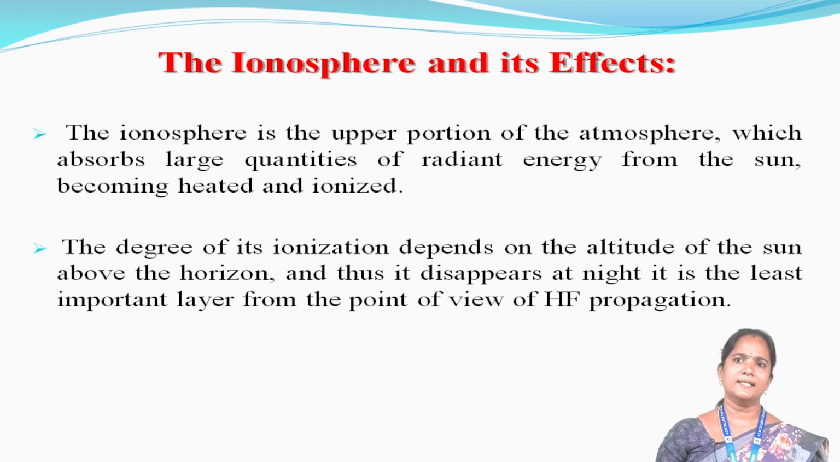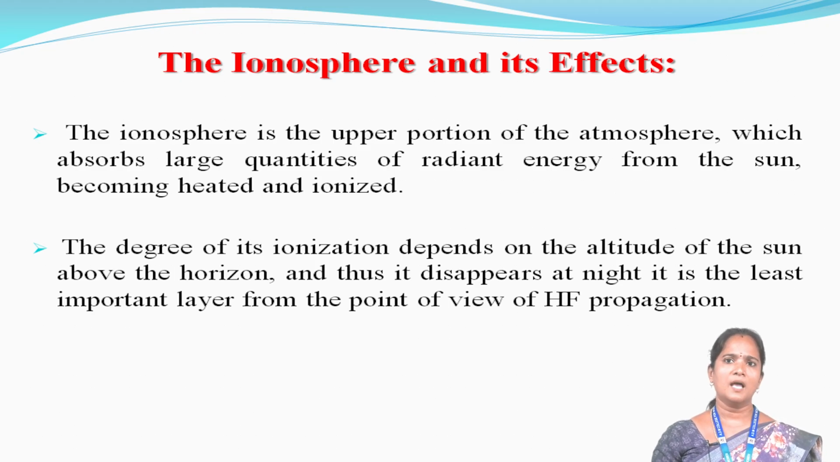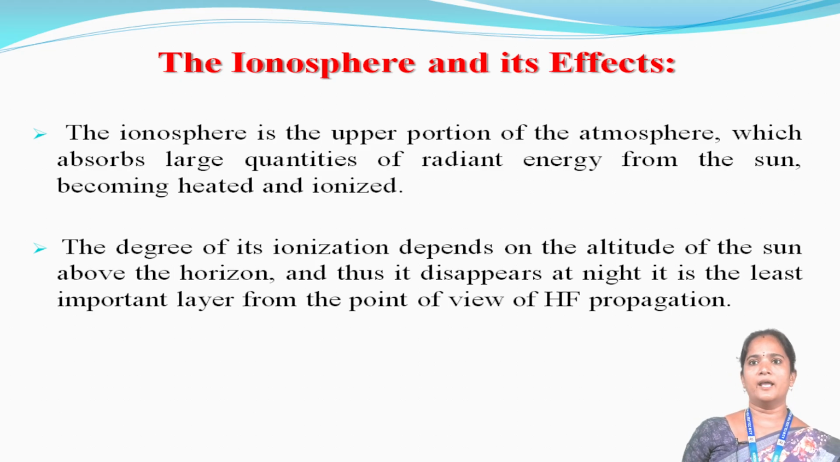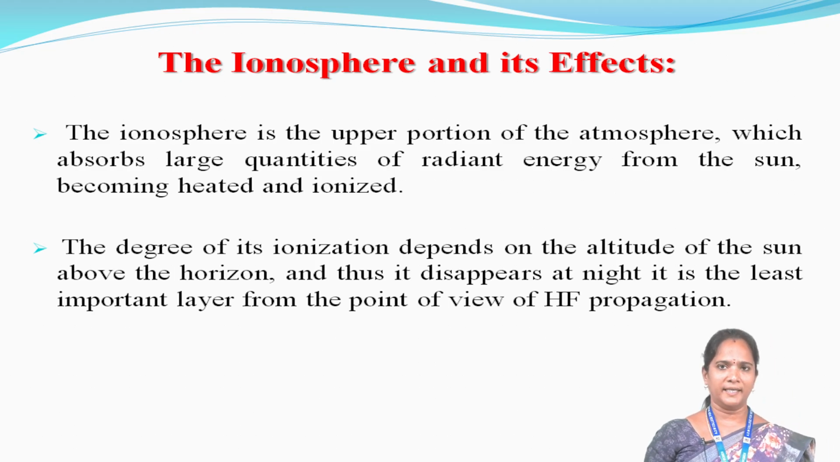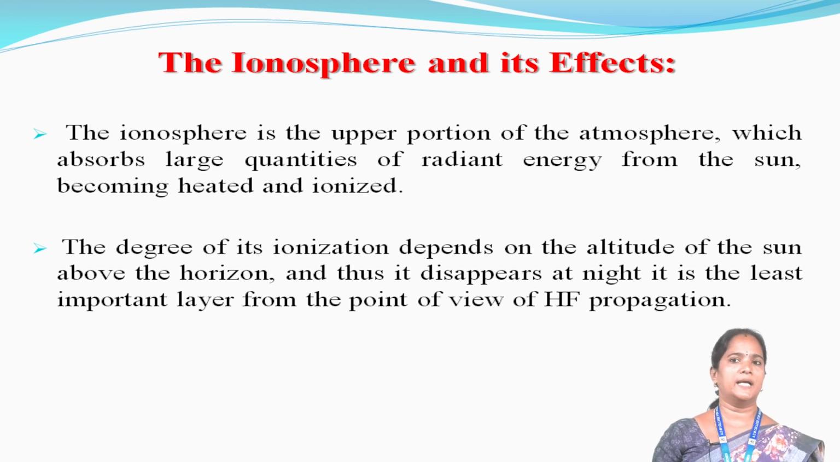The ionosphere is the upper portion of the atmosphere which absorbs a large quantity of radiant energy from the sun, becoming heated and ionized. There are variations in physical properties of the atmosphere such as temperature, density and composition. The most important ionizing agents are ultraviolet and alpha, beta, gamma radiation from the sun, as well as cosmic rays and meteors.